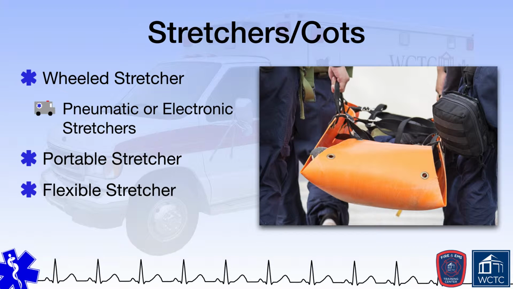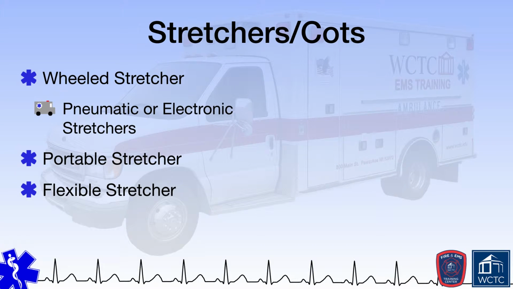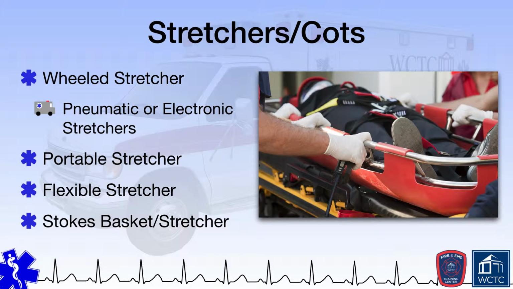Flexible stretchers are a type of portable stretcher, although they do not incorporate any type of rigid frame. Rather, the material is a semi-rigid, quasi-flexible plastic or composite that can be wrapped around the patient and secured with ropes or webbing through grommets incorporated within the device itself. Another type of portable stretcher is a basket stretcher, Stokes basket, Stokes stretcher, or Stokes litter, depending on what your agency decides to call it.